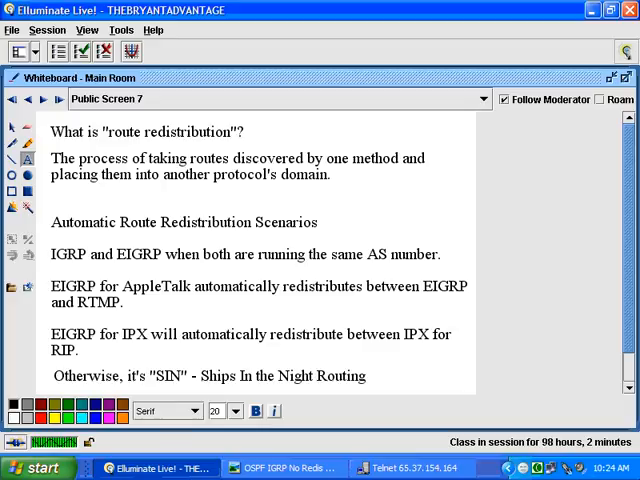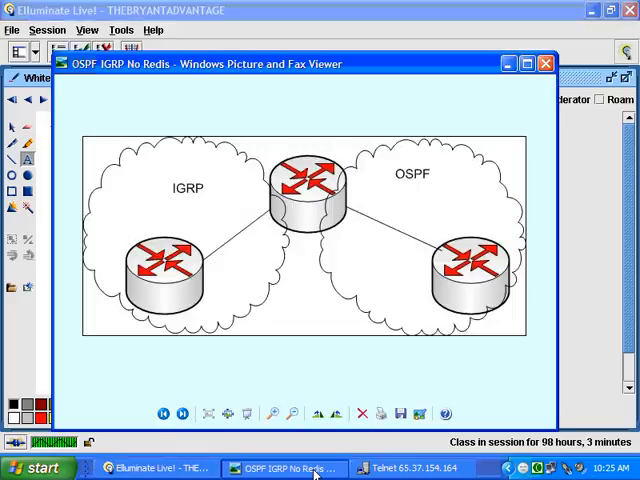And this is one of those phrases when you hear it, it's like, what does that mean? And if you never wanted to ask anybody what it meant, now you're going to know. Ships in the night routing is simply what occurs when you have multiple routing protocols running on a single router and they're not exchanging routes. That's it.